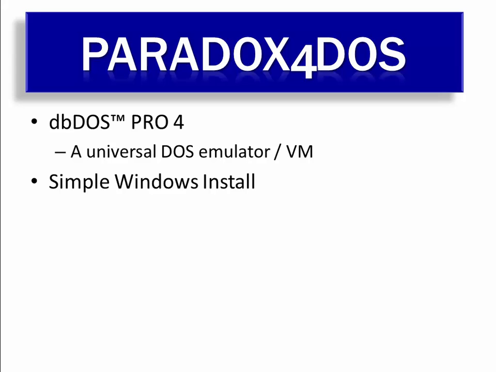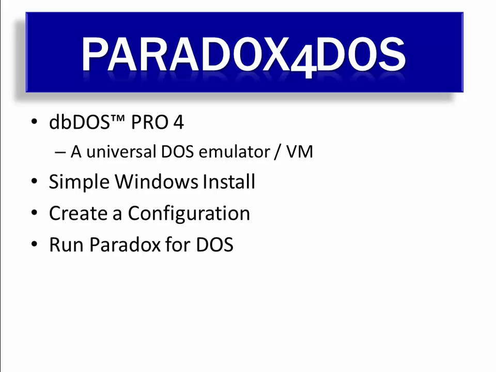All you have to do with dbDOS is install it on Windows, preferably a 64-bit operating system. After the install, you create a configuration that will put a shortcut on your desktop for Paradox, and you go ahead and run it, and that's it. Let's get into the demonstration and I'll show you just how easy it is.